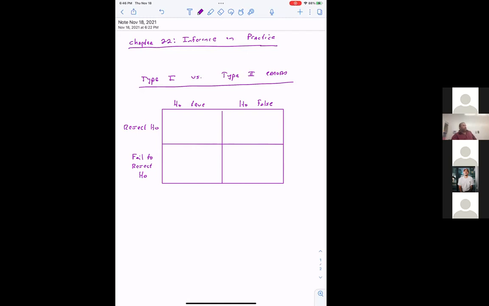I have done what I was supposed to do. Which two of these four boxes, upper left, upper right, lower left, lower right, in which two of them did I do the right thing? The top right and then the bottom left. Yes, the top right and the bottom left. If the null hypothesis is false, I would like to reject it. So if I do reject it, I have made a good decision.